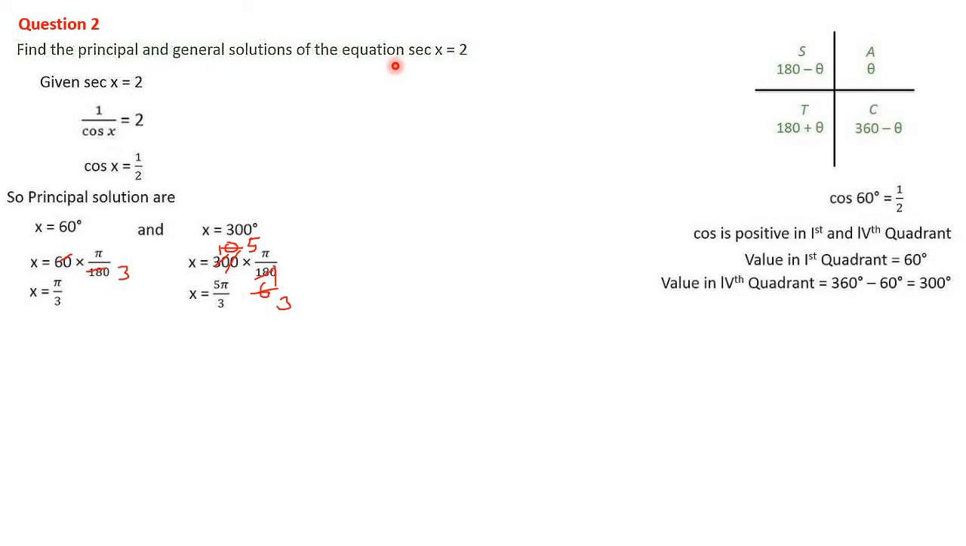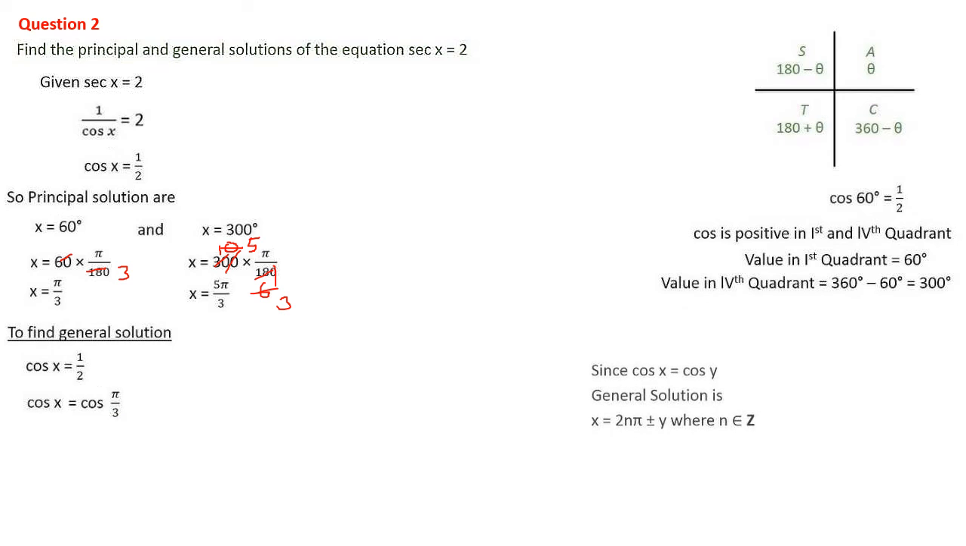Then we have to go for the general solution. For the general solution, cos x is equal to 1 by 2 is written, so this 1 by 2 we have to replace. That is, cos x is equal to cos pi by 3 we have to write. Pi by 3 means we know that it is 60, and cos 60 is 1 by 2. So here we are directly working with radians, instead of 60 we put pi by 3. That's all. So this is in the format cos x is equal to cos y.